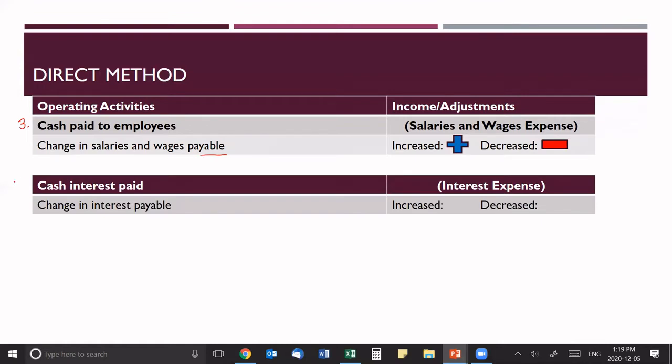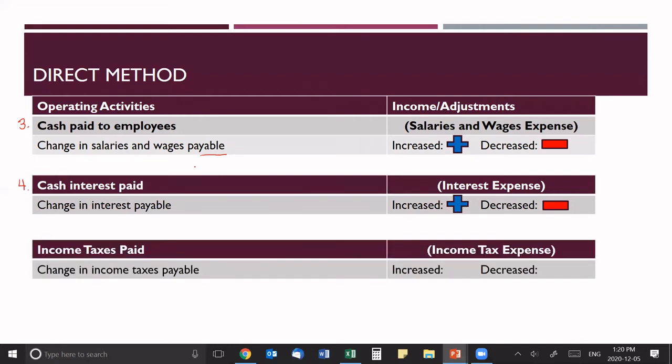Next one, cash interest paid. So cash interest paid, you're going to bring out your interest expense from the income statement. And then any changes in interest payable, again, same logic here because it's a liability, increases are added and decreases are subtracted. Okay, so if your interest payable account has gone down from last year, that means you would have paid the cash. And then number 5 is your income taxes paid. So take your income tax expense, and then that's related to income tax payable.